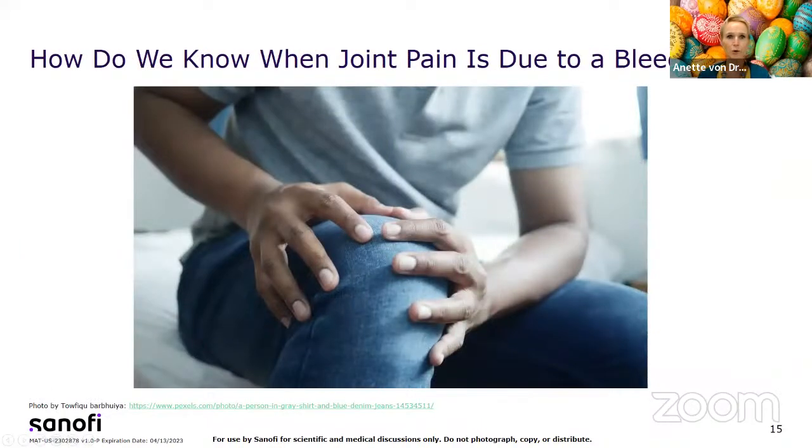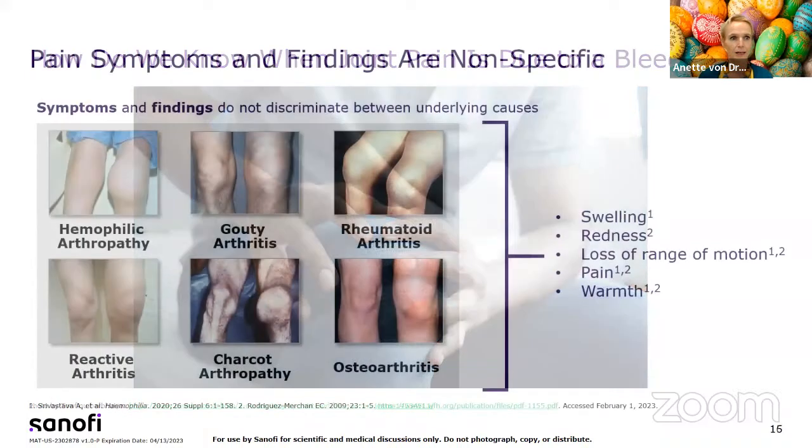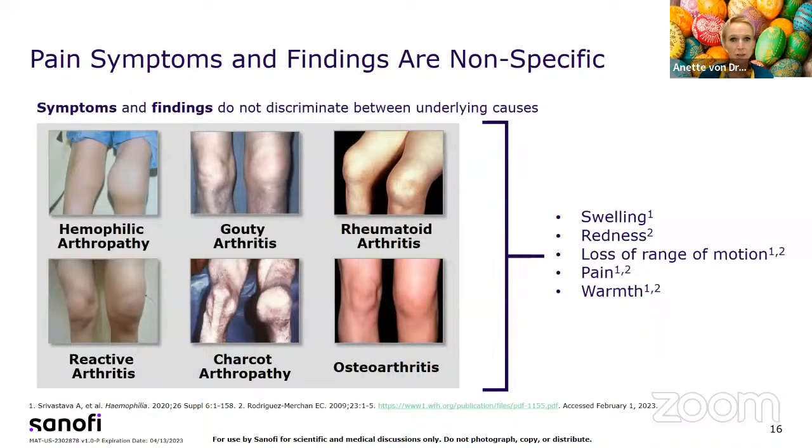So how do we know when joint pain is due to a bleed? I think over the past decade or so, that has become paramount because without objective evidence, we really don't objectively treat well. And this is because pain symptoms and findings are non-specific.